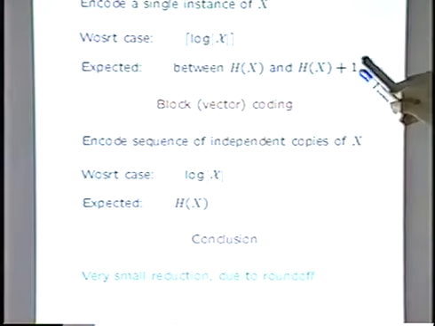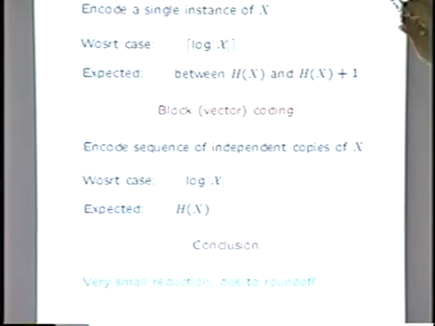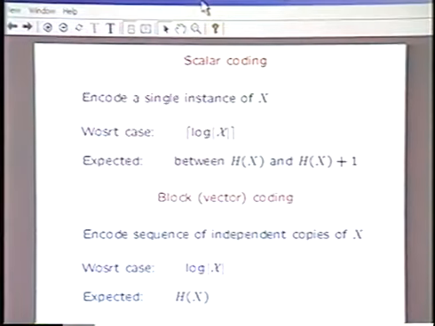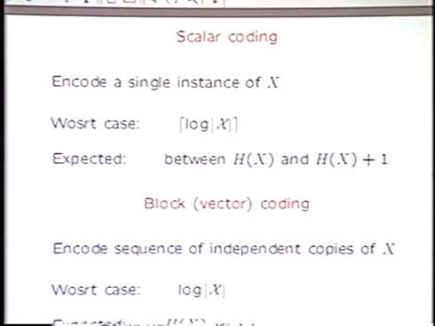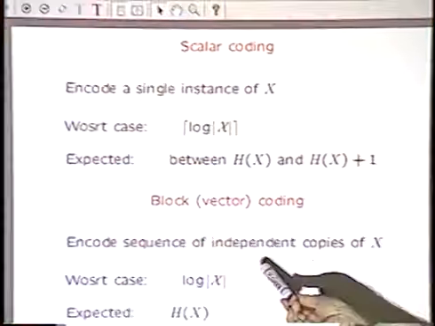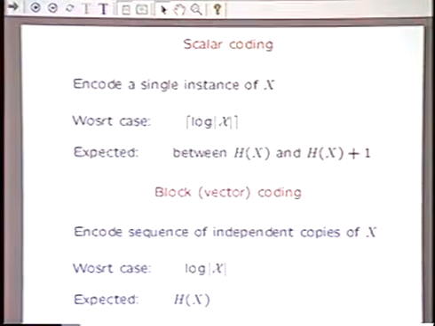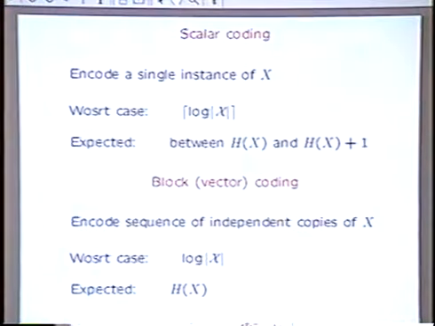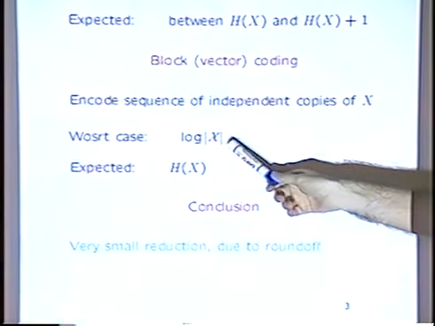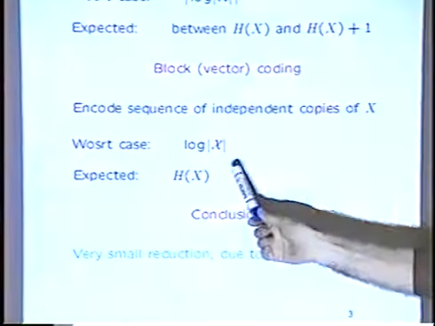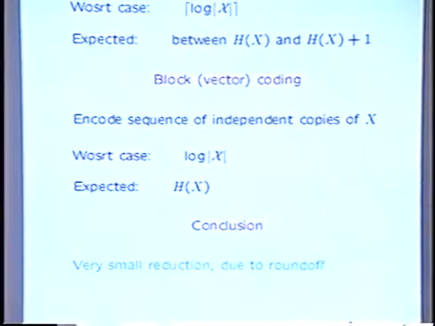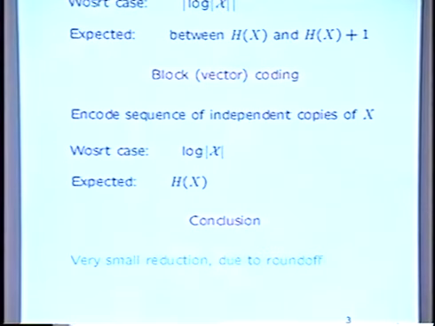Okay. So now you can say, okay, what if I don't insist on coding one element, but I'm going to wait till I have a number of x's and encode all of those together? Can I save? Right? And so you look for a sequence of independent copies of x, and you ask how many bits do you need in the worst case per instance now, and how many bits you need on the average. And in the worst case, you need log of x. Instead of the ceiling that you had, you just need log of x, because it's going to be the ceiling of log of the cardinality raised to the n. You take the log of that, normalized by n, the ceiling is going to go away. And the expected number of bits is exactly the entropy.